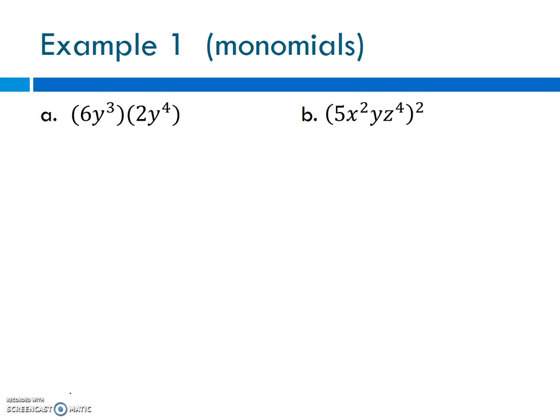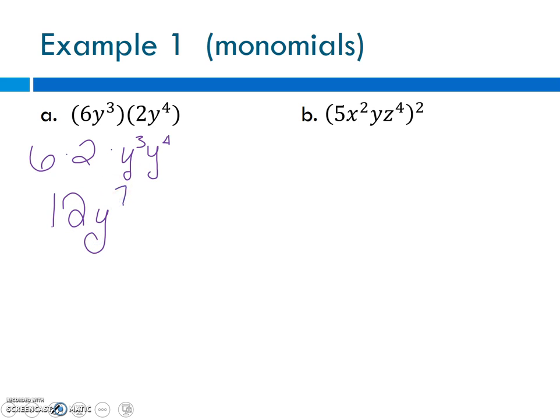I have here 6y to the third times 2y to the fourth. Now I've got coefficients and variables here. Since everything is being multiplied, there's no plus or minus in between. What I can essentially do is take the 6 and the 2 and multiply them together, and separately do y to the third and y to the fourth with each other. Since it's multiplication, I'm allowed to move anything wherever I want. 6 times 2 is 12, and for y to the third times y to the fourth, remember the rule, we're going to add the exponents. So 3 plus 4 is 7. And that's all we have to do with that.